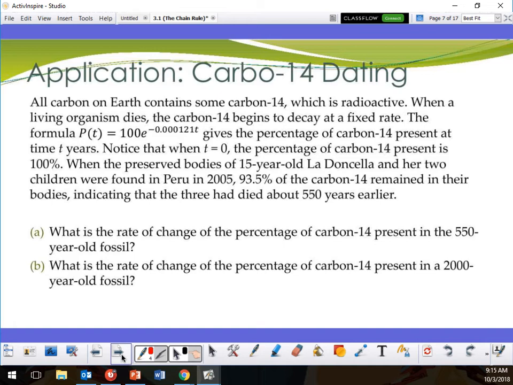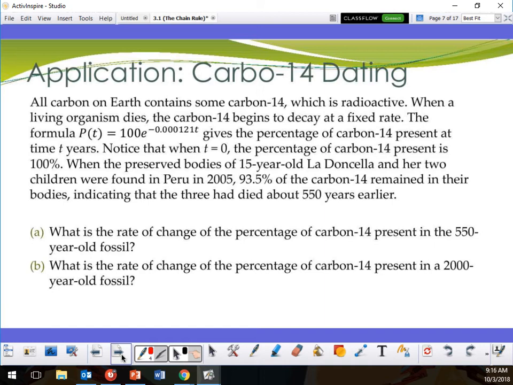No? Okay. All right, so right here, application, carbon-14 dating. All carbon on Earth contains some carbon-14, which is radioactive. When a living organism dies, carbon-14 begins to decay at a fixed rate. The formula, P of t is equal to 100 times e to the blah, gives the percentage of carbon-14 present at time t years. Notice that when t is equal to 0, the percentage of carbon-14 present is 100%.